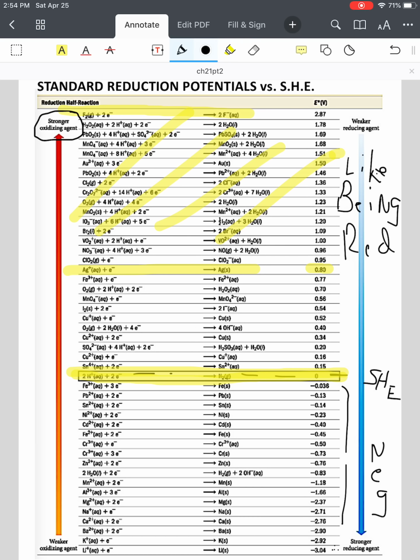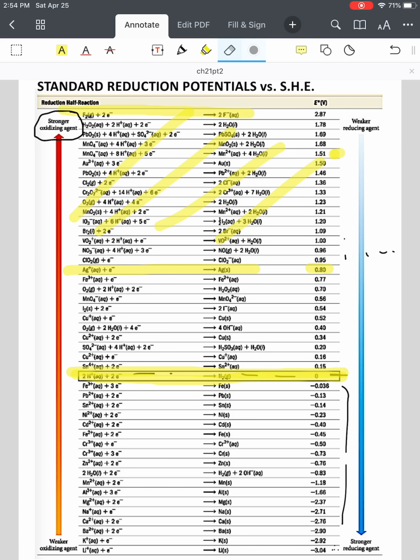Compare and contrast that now to the things down at the bottom of this slide, okay? Things way down at the bottom have negative reduction potentials. Let's take a look what's down there. Well, we got sodium plus 1, adding an electron to make sodium metal. Got potassium plus 1, adding an electron to make potassium metal. Lithium doing the same. Calcium, barium.